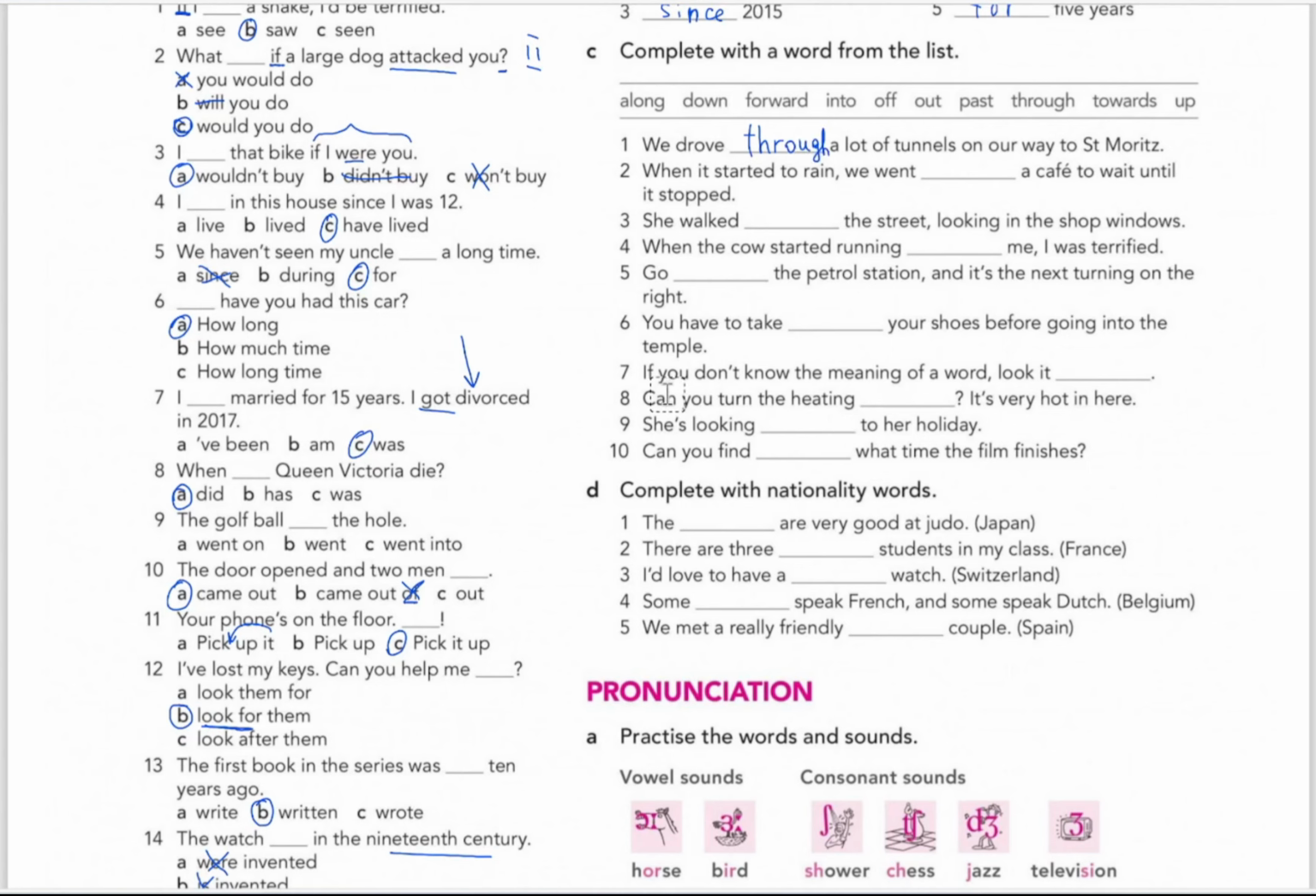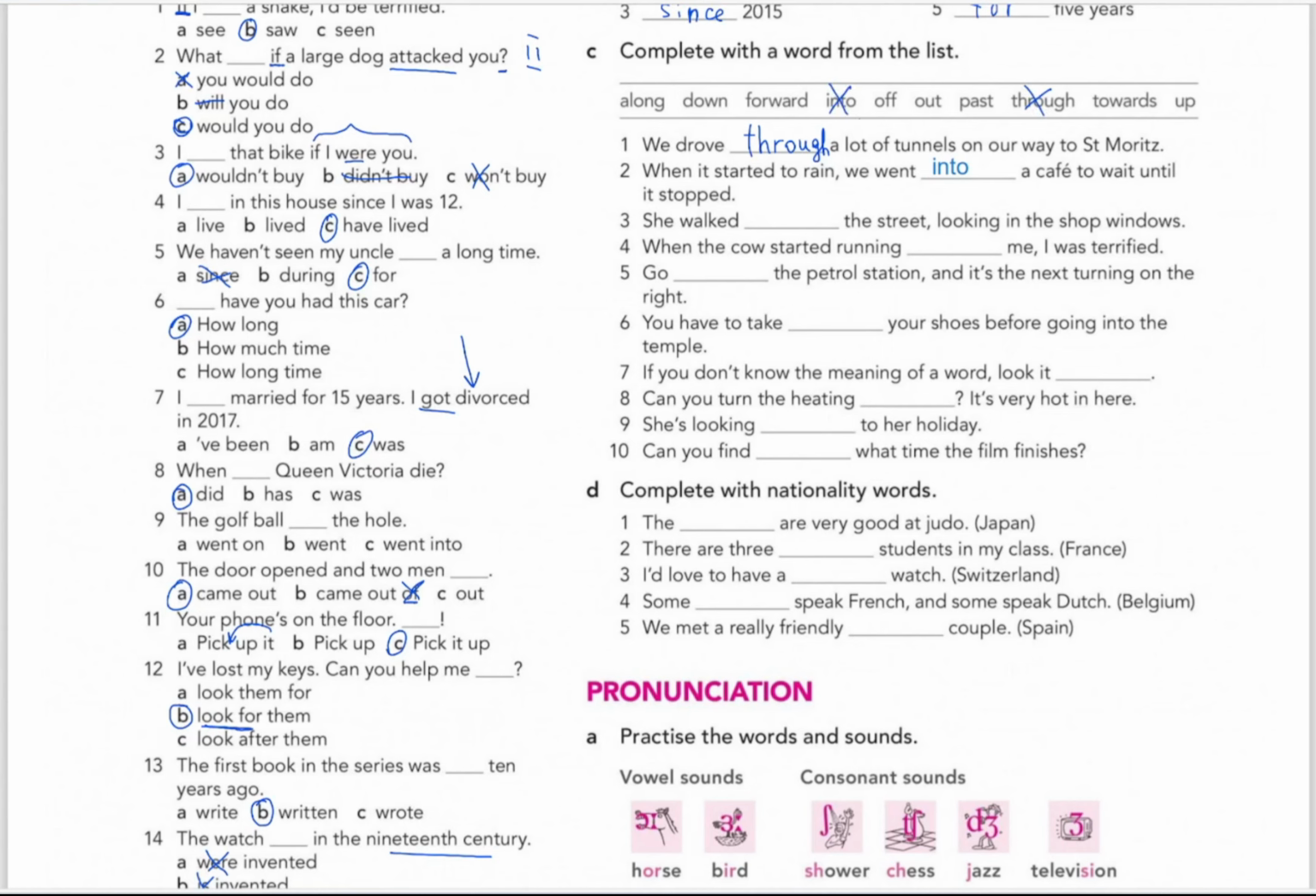Okay. Now, number two, when it started to rain, we went into a cafe to wait. So we went into, like inside, right? So we're just gonna write into here, guys. We went into a cafe to wait until it stopped, right? So into is gone, through is also gone. So we can just remove it like that. Into is also gone, right?